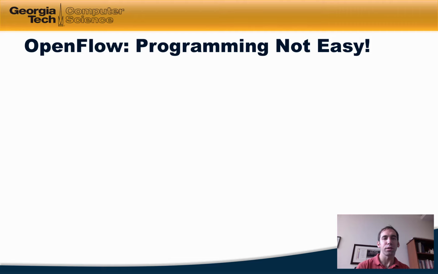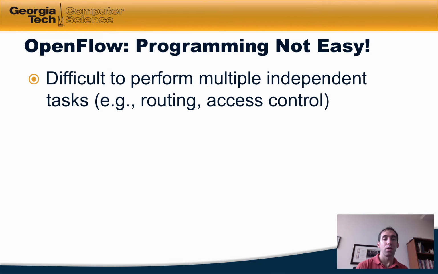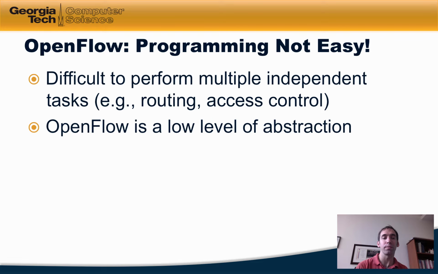It's worth recognizing that while OpenFlow makes programming networks possible, it does not make programming networks easy. It's difficult to perform multiple independent tasks using an SDN controller. For example, if you wanted to write a control program that performed routing and access control together, how do you make sure that the two independent modules don't interfere with one another or tell the switches to do things that conflict with one another? Second, OpenFlow offers a very low level of abstraction.